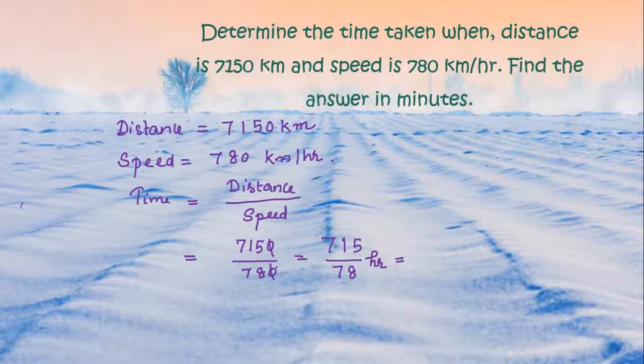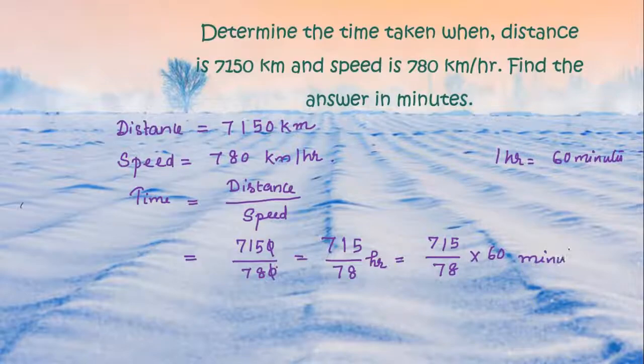How to do? We know that 1 hour equal to 60 minutes. Here 715 divided by 78 hour we got as the answer. How to convert the same into minutes? Just multiply by 60. 715 by 78 into 60 minutes. Just work out the problem. You'll get the answer as 550 minutes.